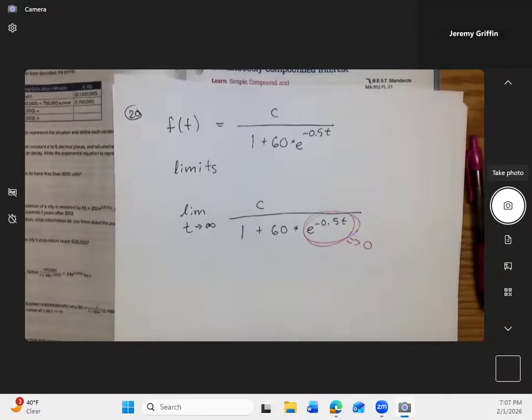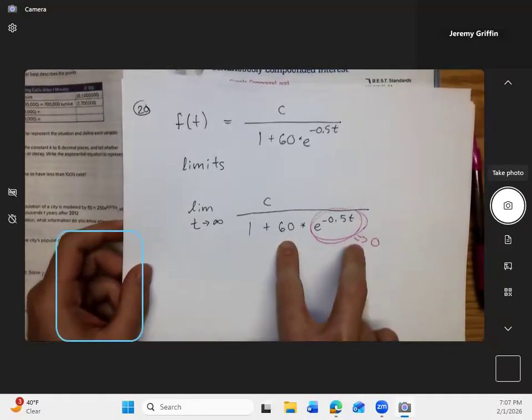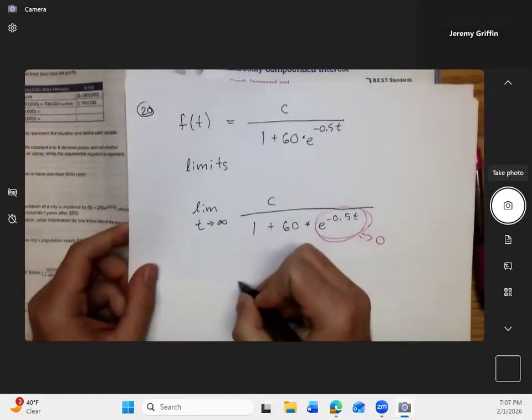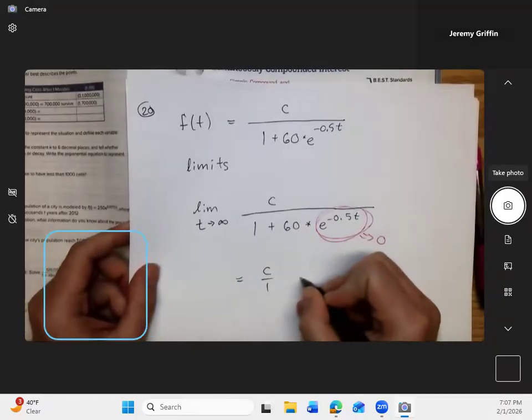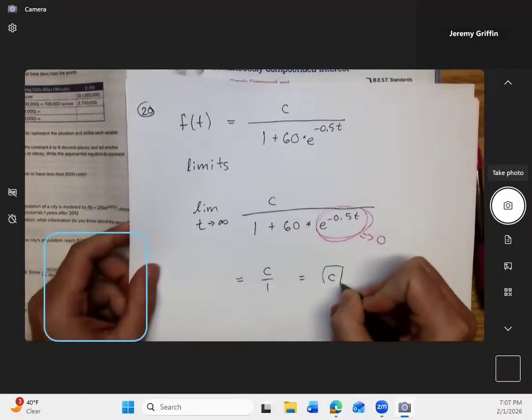I'm trying to show you guys that. Well, if that's 0, 60 times 0 is 0. So the limit is equal to c over 1, or simply c. And that's what they wanted you guys to see.